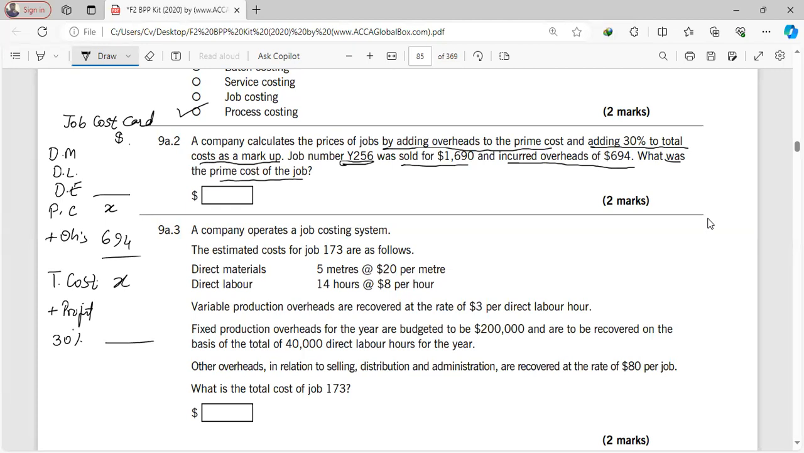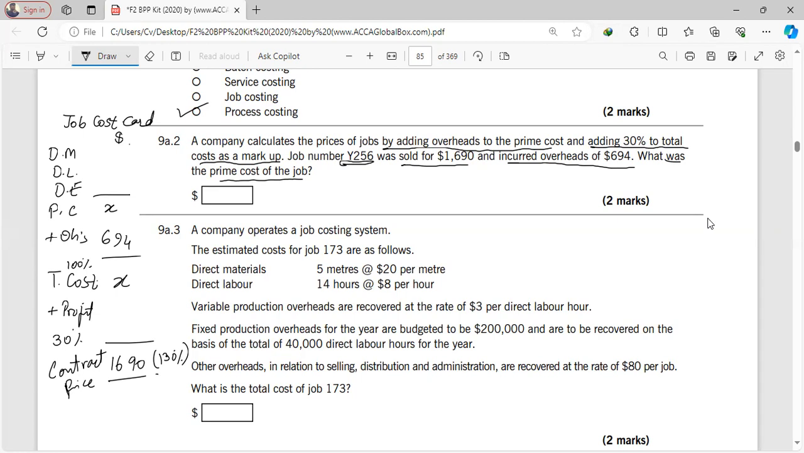So we have 1690. This is the contract price. Now we will do working in reversal. It is a 30% markup. It means the contract price is showing 130%. 100% is the total cost, 30% is the markup, so the total contract price is 130%. Now what will we do? We will calculate first of all our total cost. We can calculate profit, but we can also calculate total cost directly.